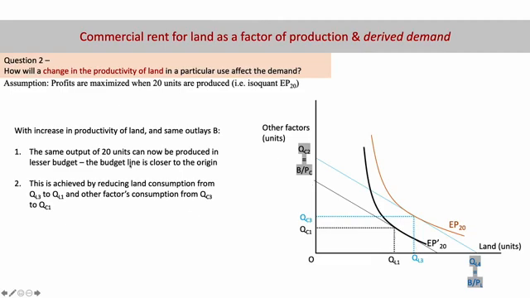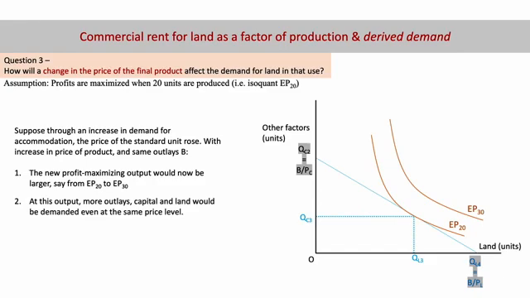So the same output of 20 units can now be produced in a lesser budget because the budget line has moved closer to the origin. And this is achieved by reducing the consumption of land from QL3 to QL1 and also from reducing the consumption of other factors from QC3 to QC1. Now let's try and answer the last question, which is that what will be the change of price of the final product? For example, apartments. What will be the impact on the demand for land?